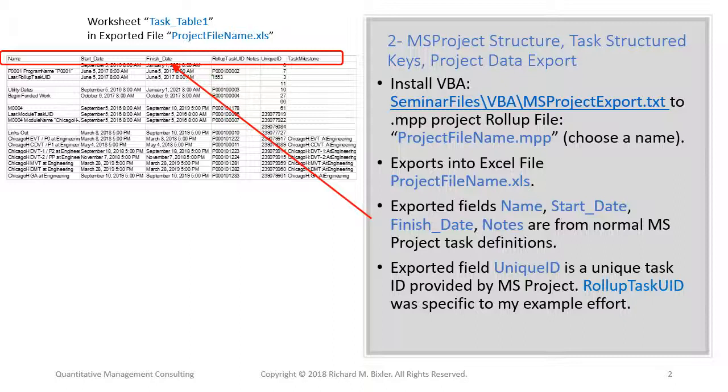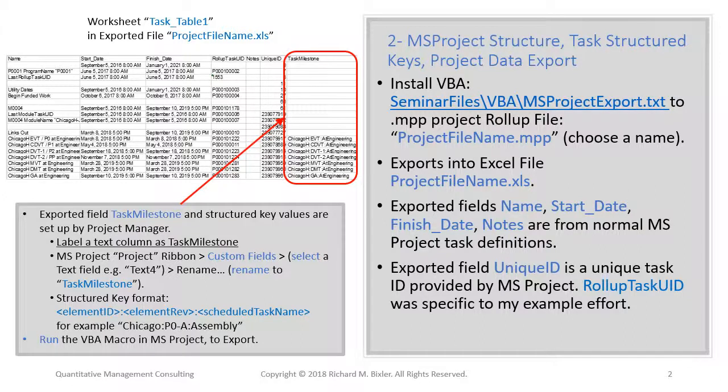The exported fields include name, which is the task names from your Gantt plan, start date, finish date, notes, the content of those fields in the Gantt tasks in your plan, unique ID, a field in the MPP with the unique and unchanging task identifier, rollup task ID, we can ignore this for now, it's another unique task ID that you can control. You can read the code to see how it's handled. And task milestone, a structured key value that you'll enter, used to join the task data with logistics elements in Excel. So let's talk about that field.